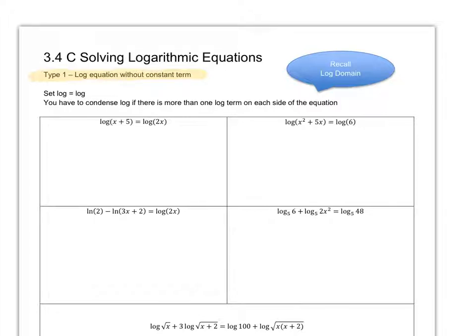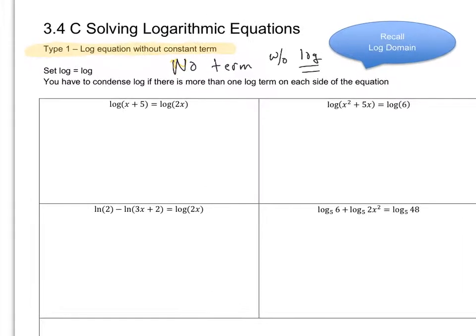What I mean by that is that every single term has a log piece in it, meaning there is absolutely no constant term, or no term without a log. Now, let's go ahead and look at these.